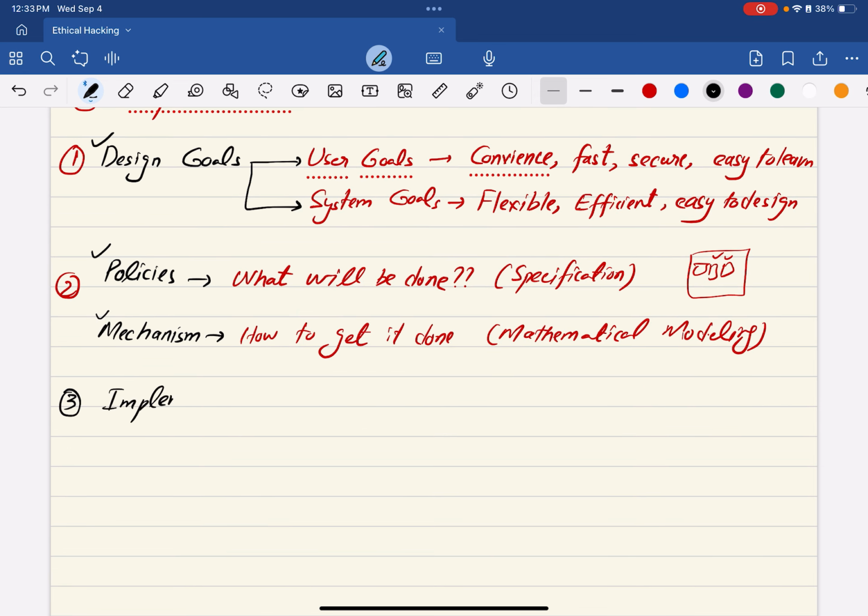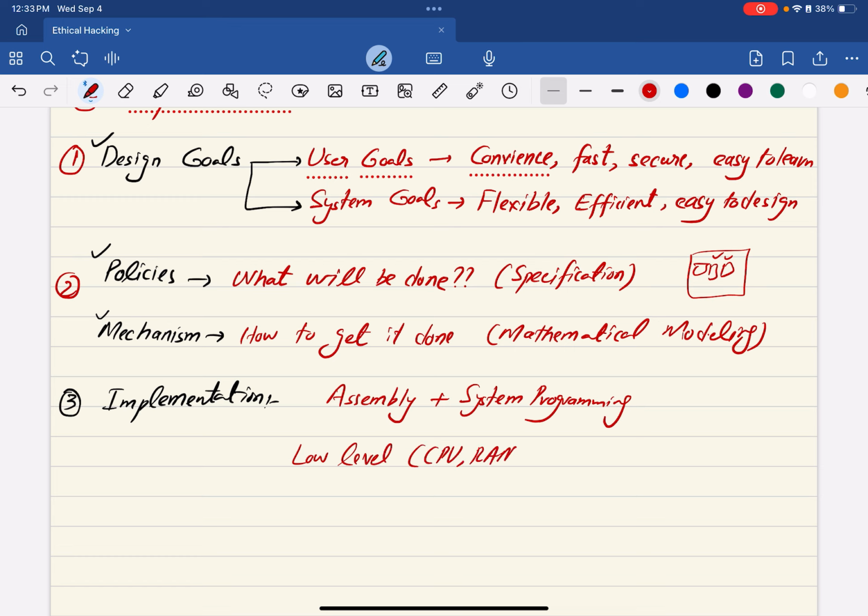In implementation, what do we do? So early on, the old operating systems like MS-DOS, they mainly used assembly language and some sort of system programming language as well. Imperative programming languages like Go, which is high level of course, but system programming languages are typically used. But nowadays, at the low level where we have CPU, RAM, hardware interaction, we use assembly language. And we also use some VHDL in order to interact with assembly code.